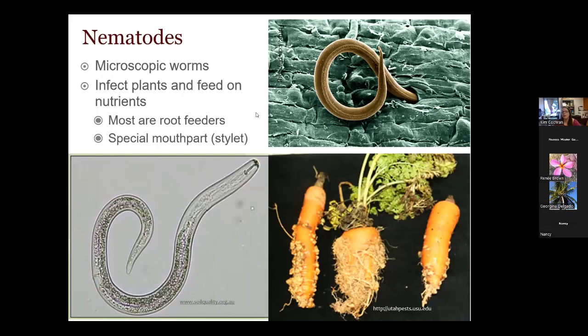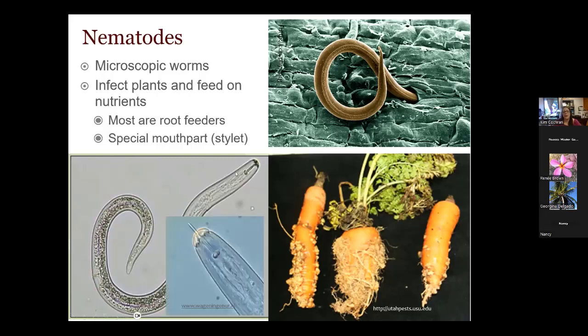Most of those that we encounter are going to be root feeders. And all plant pathogenic nematodes have a special mouth part called a stylet, which we can see in this photo right here on the bottom left. And here's an up close shot of that. So this little stylet is like a little straw that it can actually poke out to pierce the plant tissue, and it takes in nutrients that way. And it also secretes some saliva-like substances into the plant, kind of like a mosquito does when they bite you. It's not just slurping out your blood, but it's actually secreting some compounds back into you. It's kind of like that.